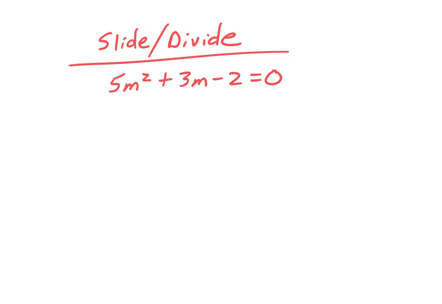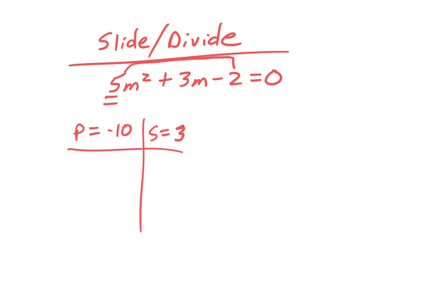If we have a coefficient in front of n squared that is bigger than 1, like here I have a 5, like on the last one we just did, this 5 right here tells me I have to do slide and divide. And it's very similar to product and sum. But your product here is going to be -10. We're going to multiply the lead number times c. So we're going to take 5 times -2. That's what we call our product. And our sum is 3.